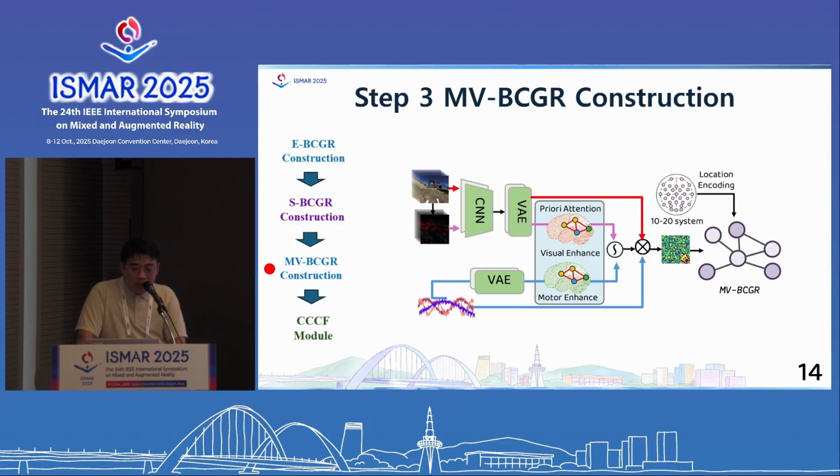Then we design a neural prior attention encoder, or NPAE. This module maps visual and motion features into the BCGR topology and enhances specific brain regions according to the prior knowledge. For example, motion data applies attention enhancement to all corresponding central regions in the BCGR.